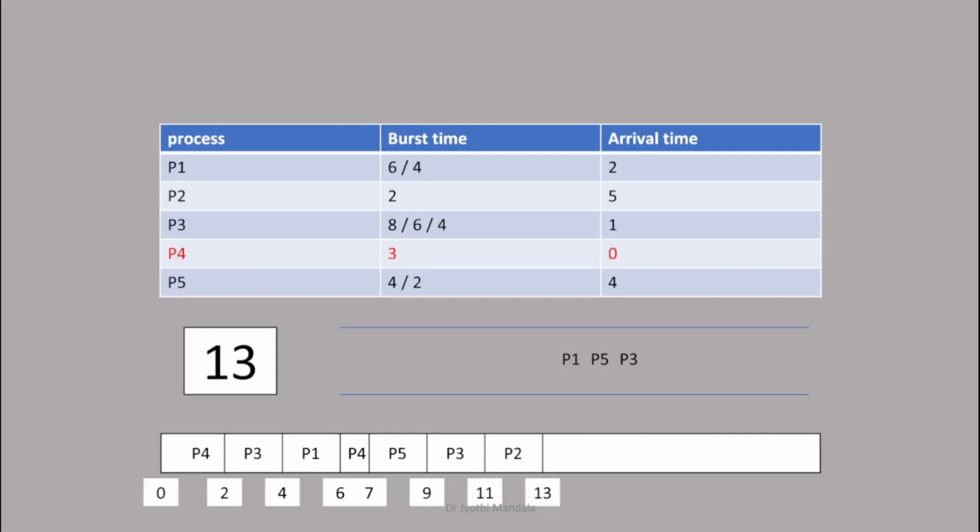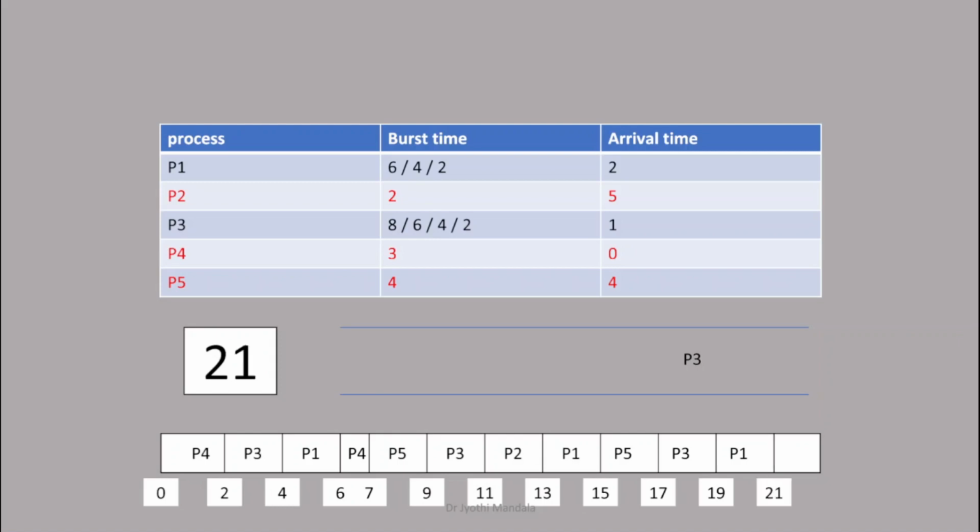Right? Now, if you follow in a similar fashion, next P1 will be given a chance. P1 requires 4 seconds, but only 2 seconds will be given. Right? And then P5 requires 2 seconds. So 2 seconds. P3 requires 2 seconds. You can see I am highlighting with red color, meaning it is completing its execution. It has completed its execution. And then finally P3. So it has completed its execution at 23 seconds.